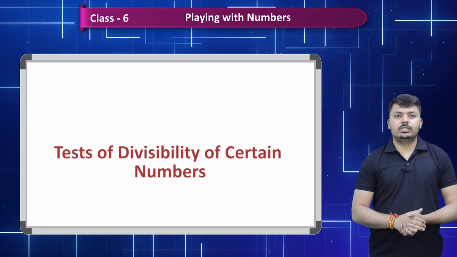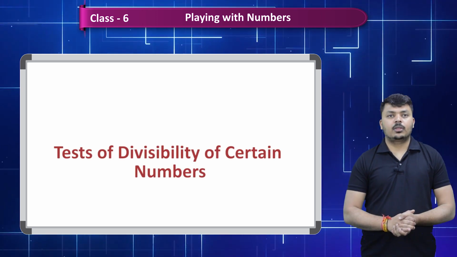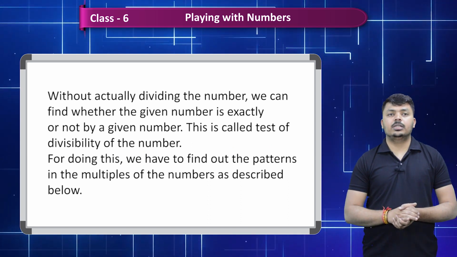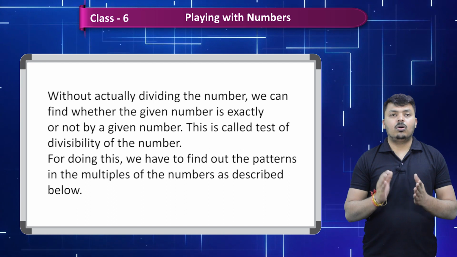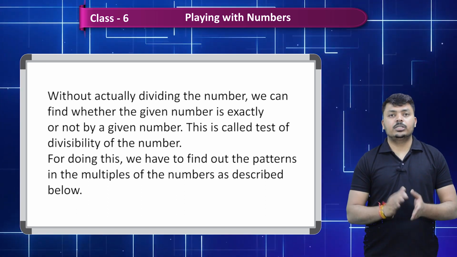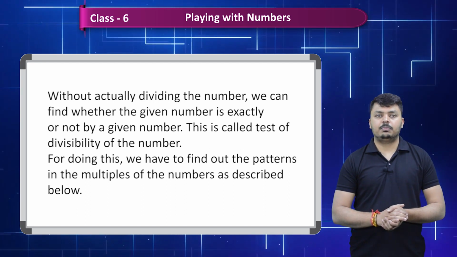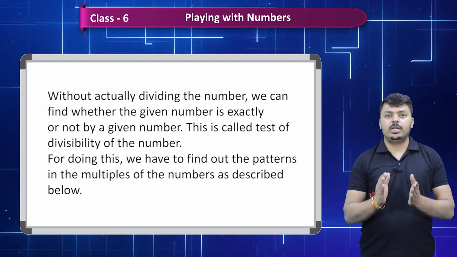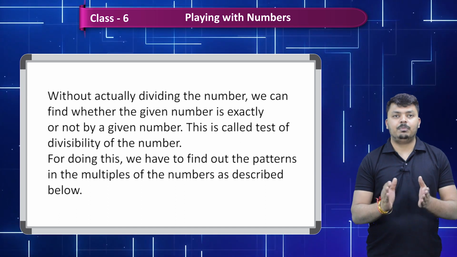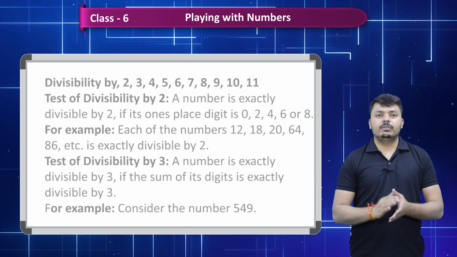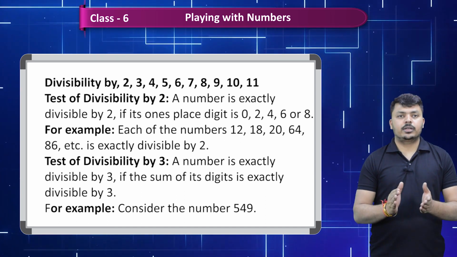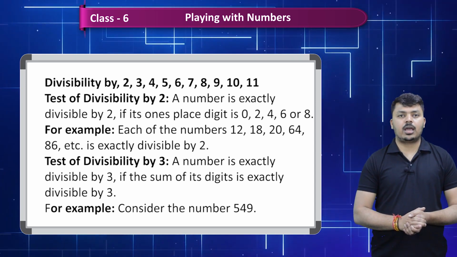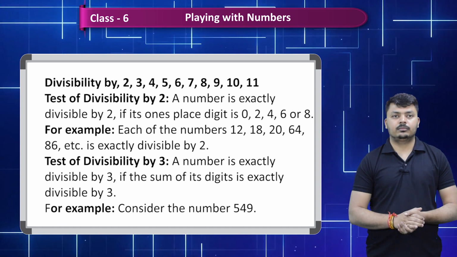Tests of divisibility of certain numbers. Without actually dividing the number, we can find whether the given number is exactly divisible or not by a given number. This is called test of divisibility of the number. For doing this, we have to find out the patterns in the multiples of the numbers as described below. Divisibility by 2, 3, 4, 5, 6, 7, 8, 9, 10 and 11.